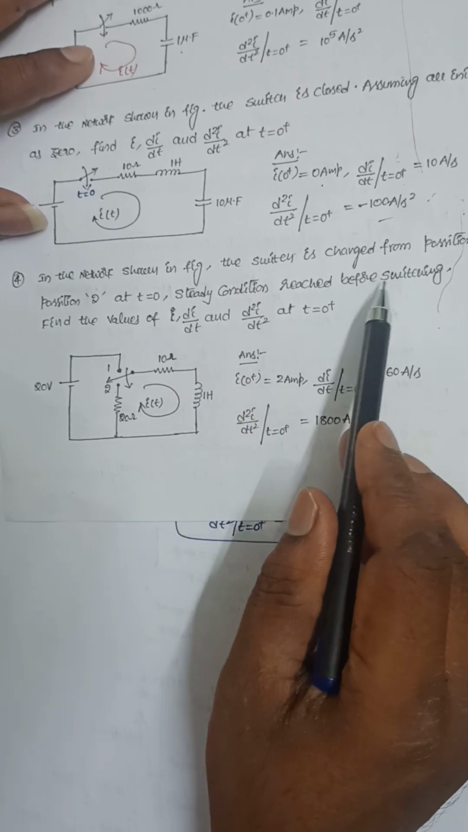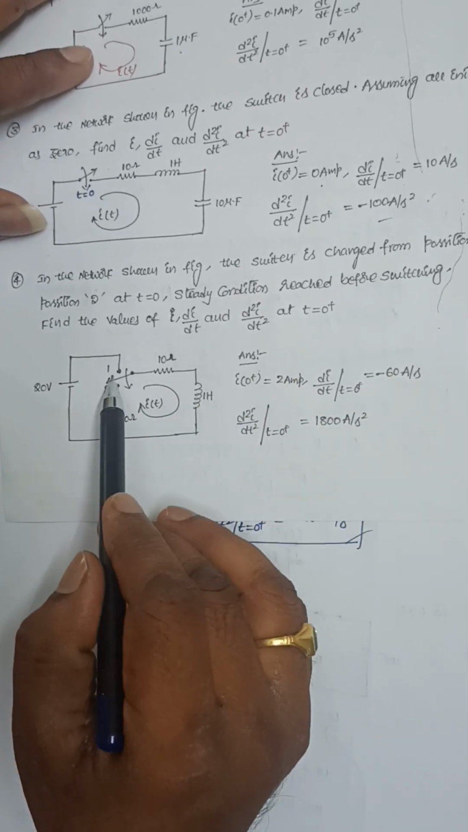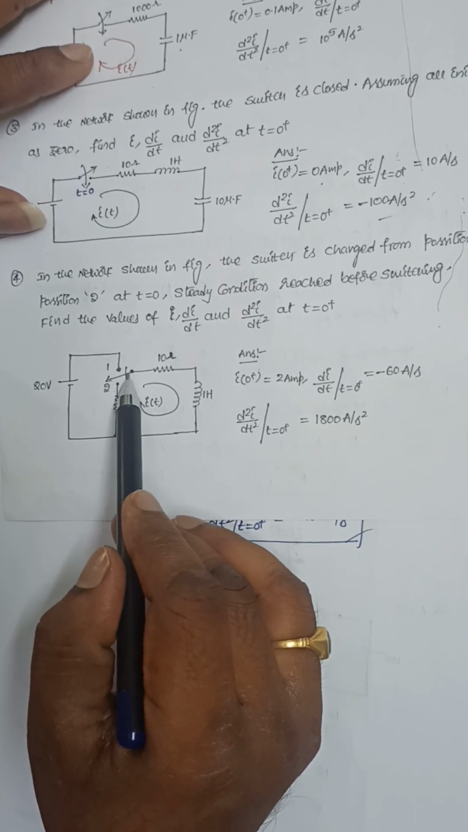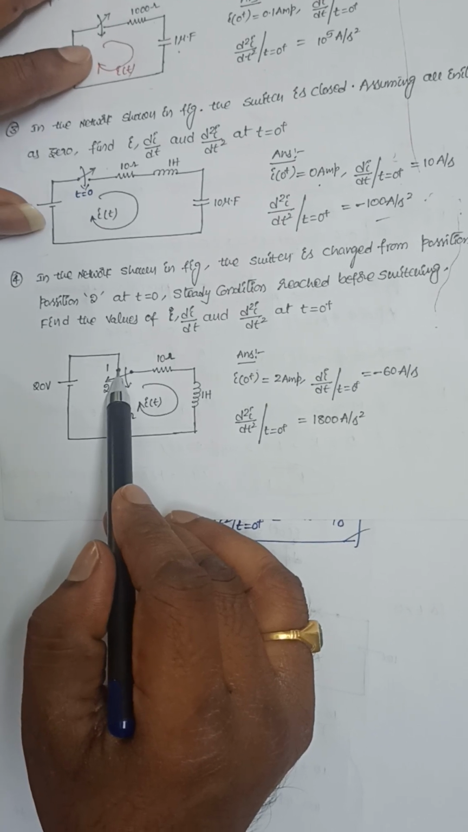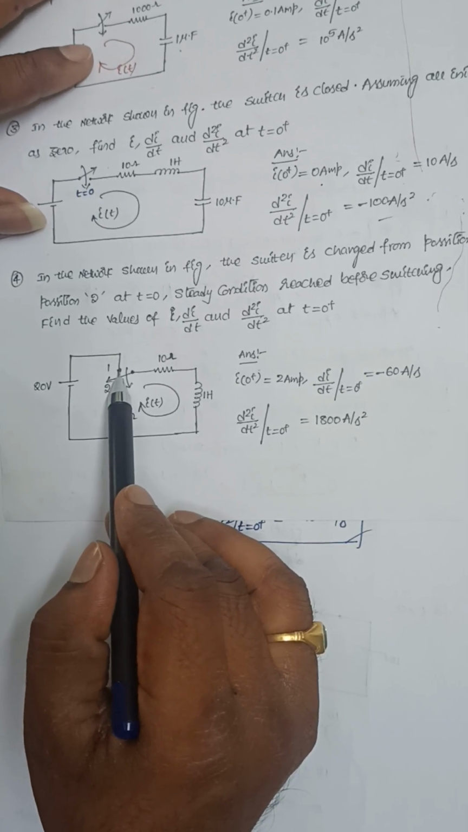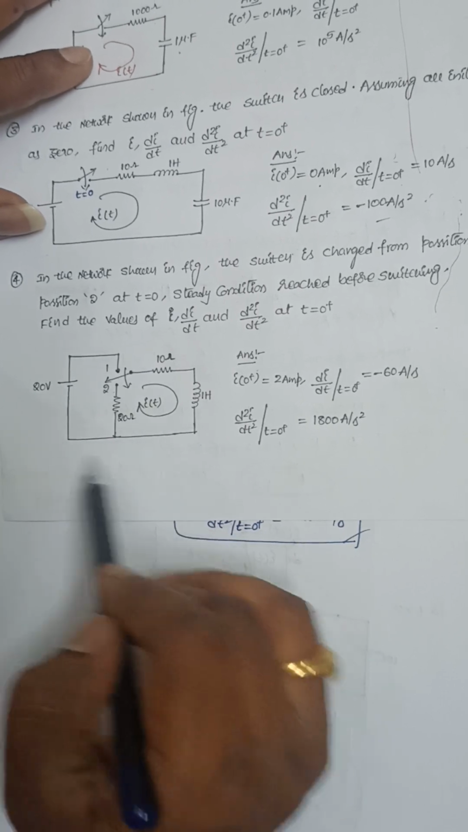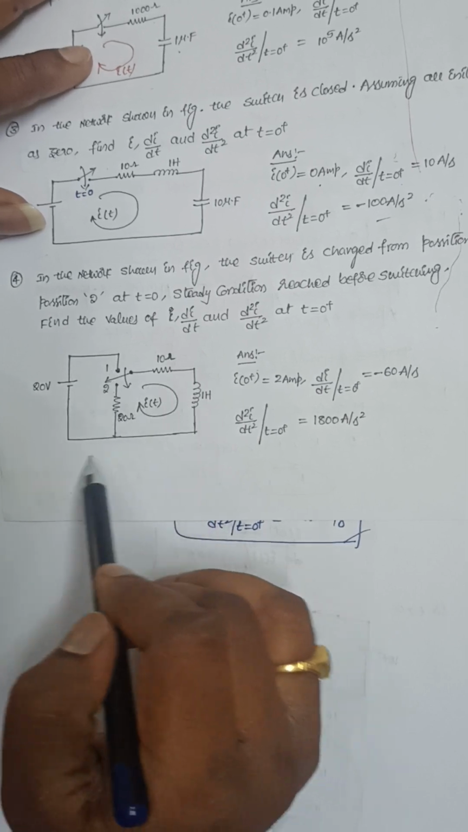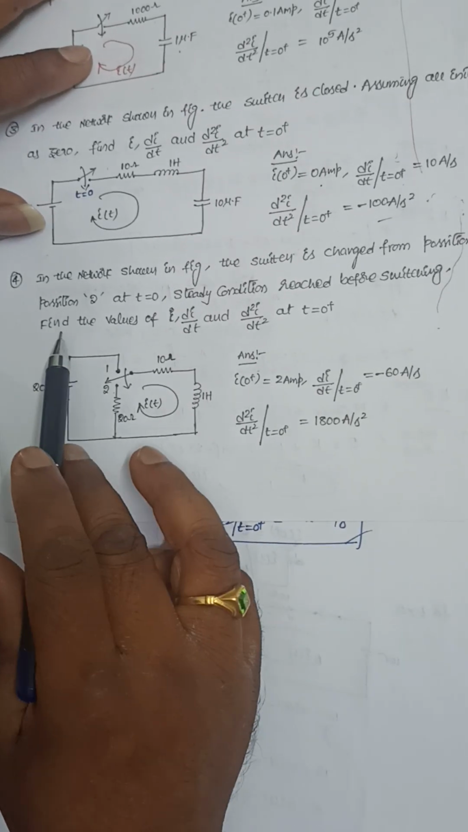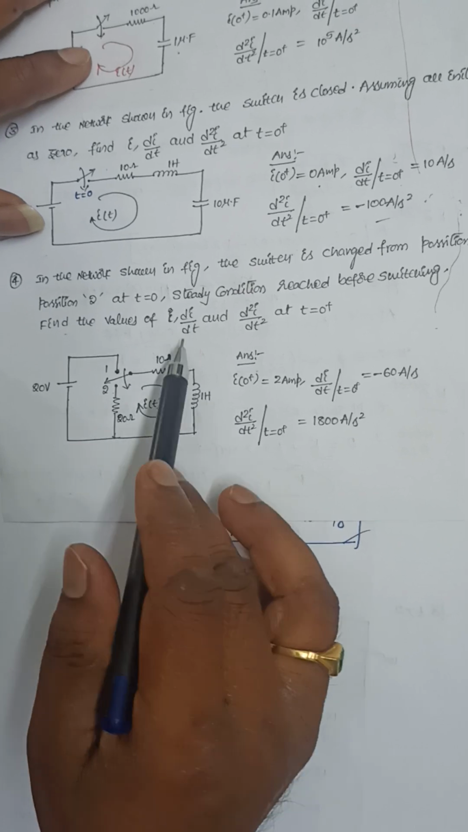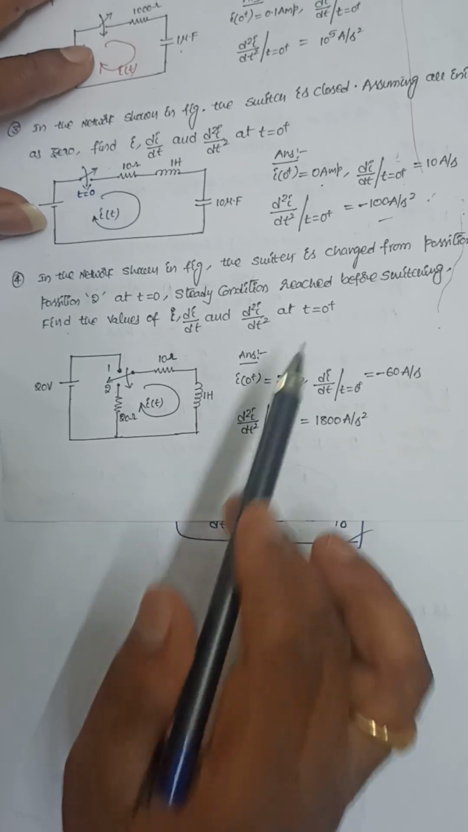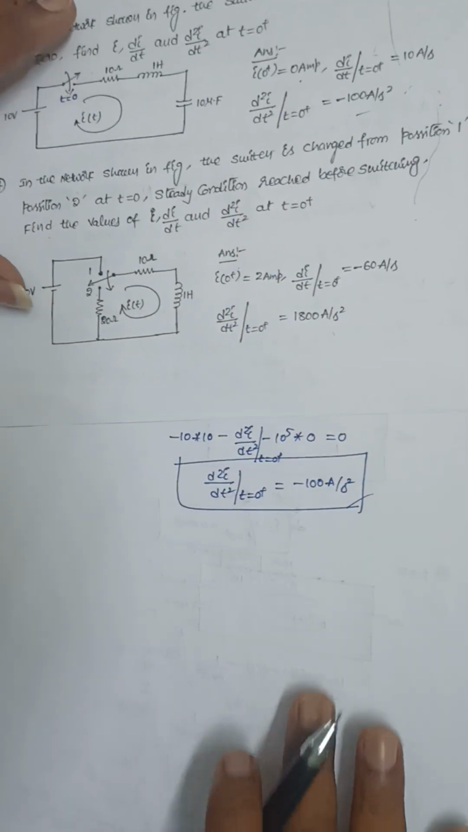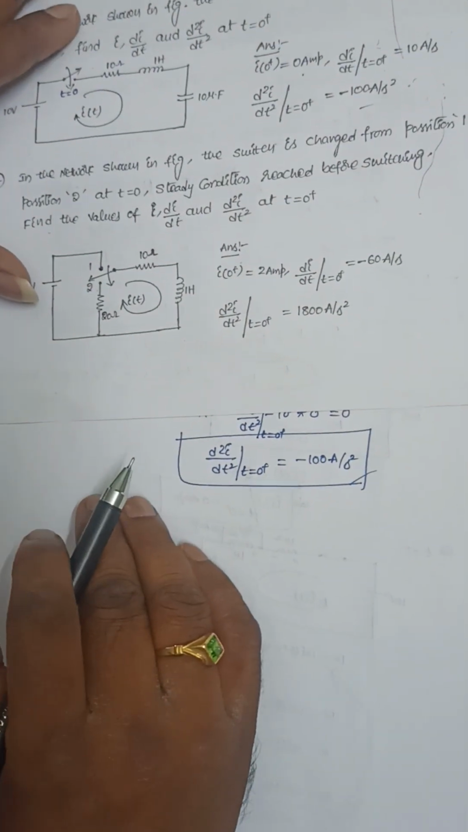Steady condition is reached before the switching action is done. That means at t equal to 0 minus, just before the switching action, the switch is at position 1. Whenever the switch is at position 1, the steady conditions are reached. That means the circuit is under steady state. We need to find the values of i, di by dt, d square i by dt square at t equal to 0 plus.